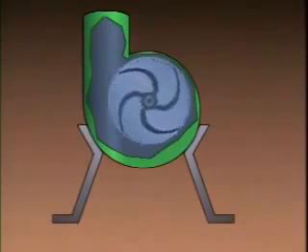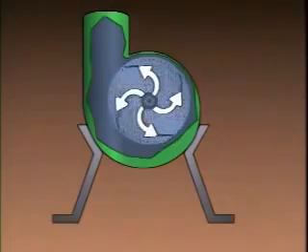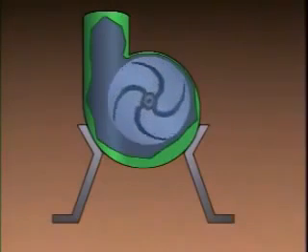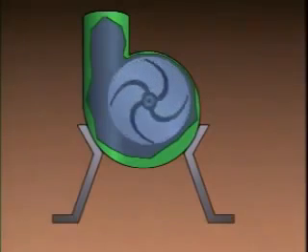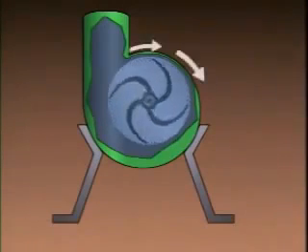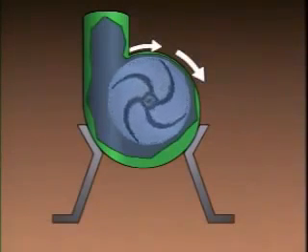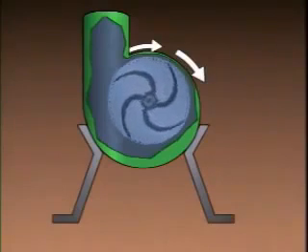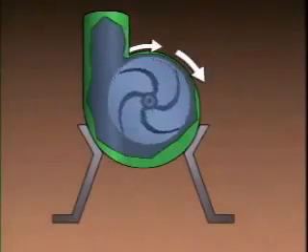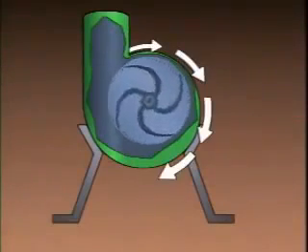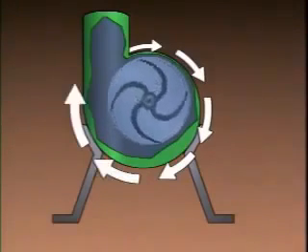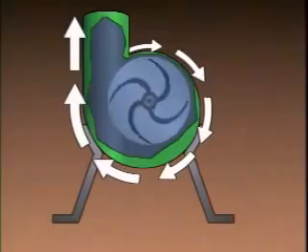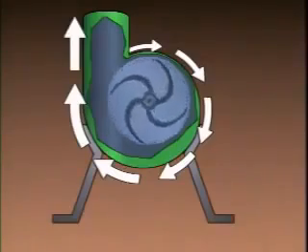This happens because as the liquid is forced to the outside of the rotating impeller, it must move faster to keep up with the impeller. As the liquid flows away from the impeller, it spreads out to fill the volute. The expansion in the volute causes the liquid to slow down and its pressure to increase. The increased pressure moves the liquid through the discharge of the pump and then on through the piping systems of the process.